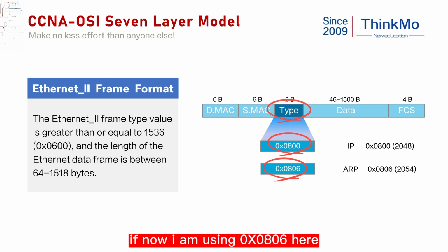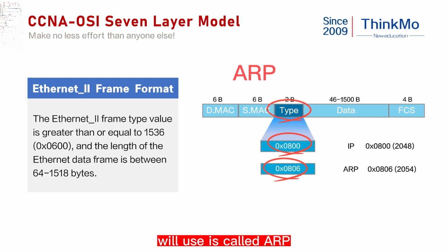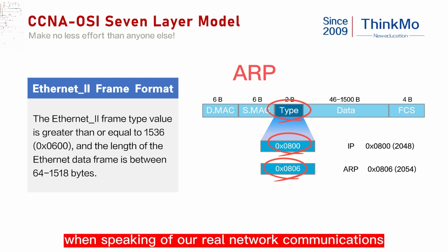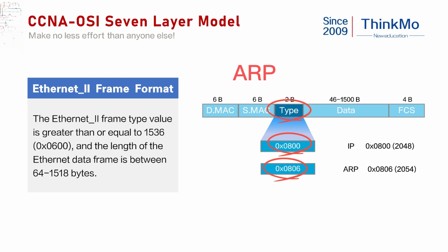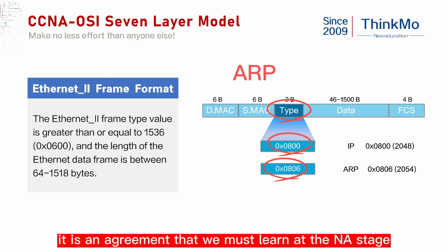If now I am using 0x0806 here, identifying what our future upper layer will use is called ARP. This is for future data communication. An inevitable agreement. One that must be used in our Ethernet. Such an agreement. We'll cover that in the next lesson. When speaking of our real network communications. This agreement. It is an agreement that we must learn at the NA stage.